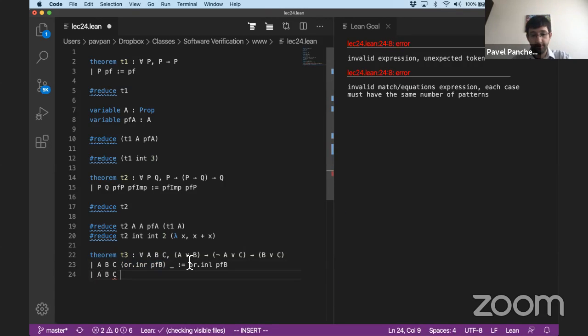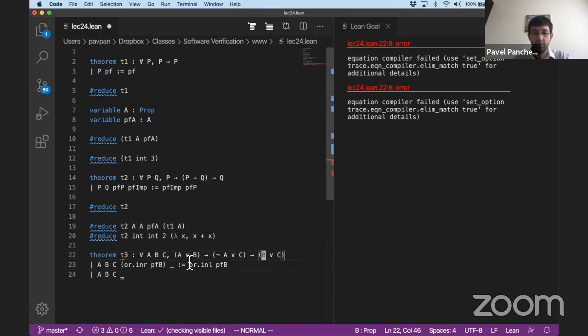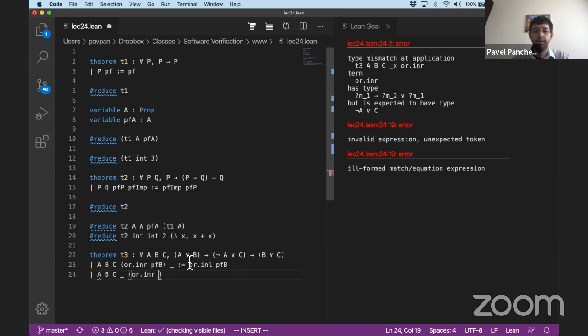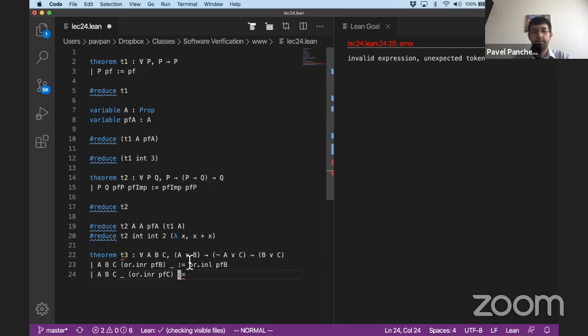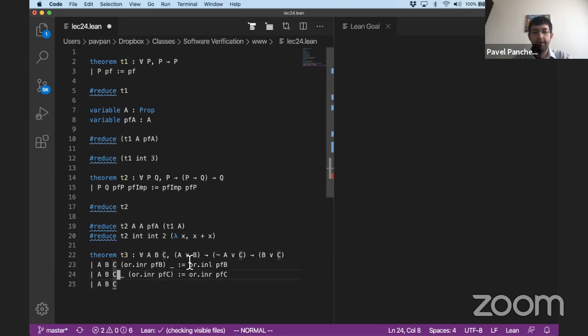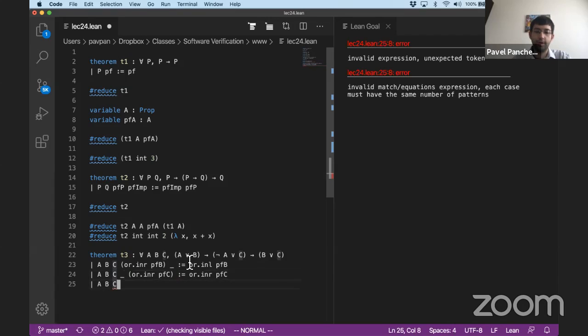We can do something similar if our proof of not A or C over here actually proves C. So it's going to be a proof of C introduced on the right. And in this case, we can prove B or C because we have a proof of C. We just introduce that on the right. And then there's one more case. We've got the case where the left-hand side is inr. We've got the case where the right-hand argument is inr. So we just have to deal with the case where both are inl.